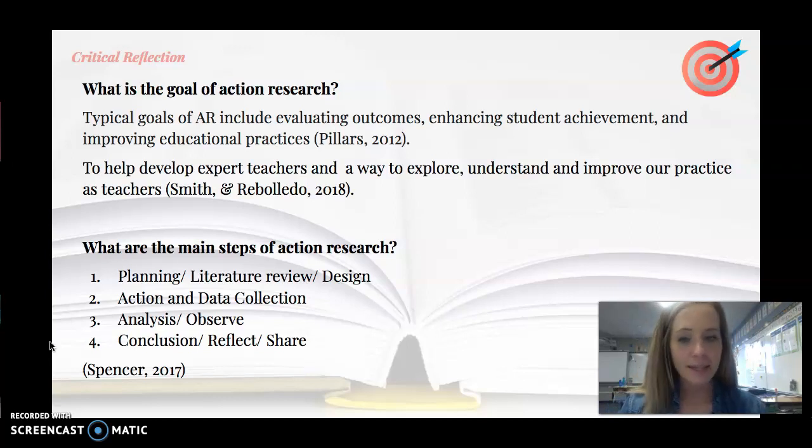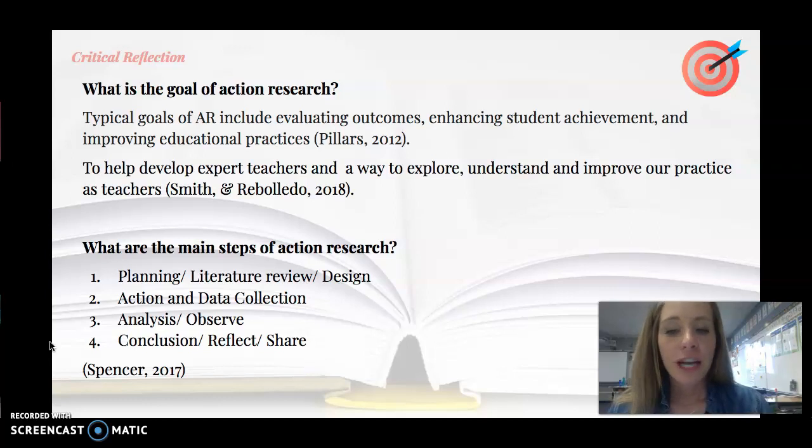So what are the main steps of action research? I found in a lot of my research that you will do these 4 steps, but then you will also repeat and repeat until you find something that works. So the first step would be planning. You're going to plan, you're going to design, you're going to have a literature review to see what needs to change and what can be improved. And then number two, you're going to take action. You're going to collect data. You're going to see what is happening when you make these changes.